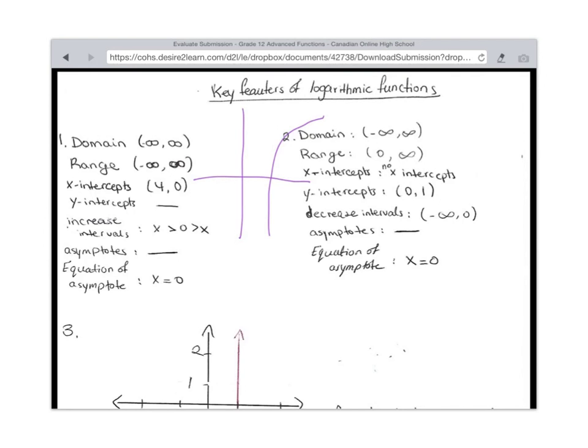Sorry about that. I'm trying to look at two screens at once here.